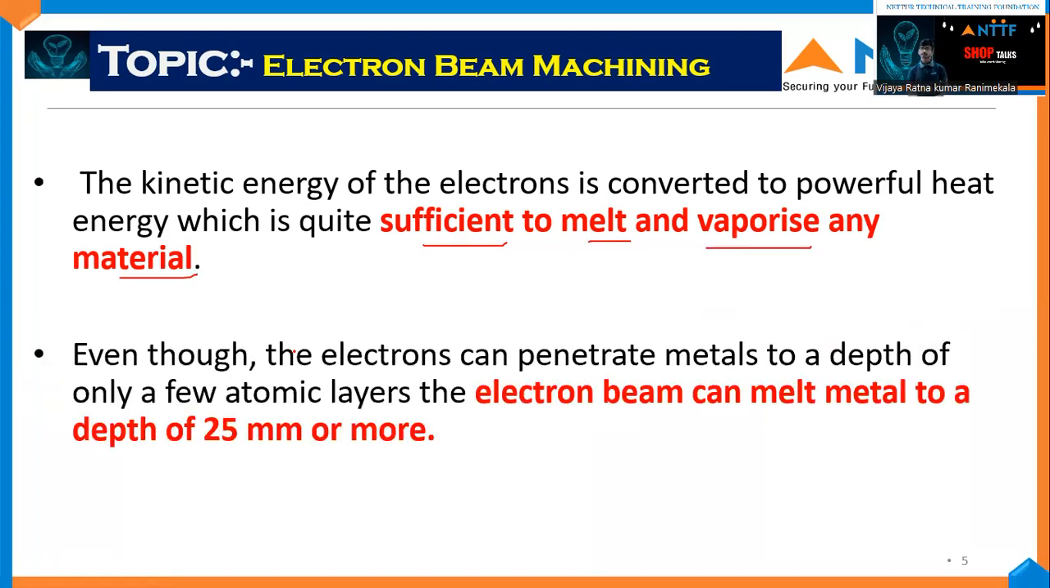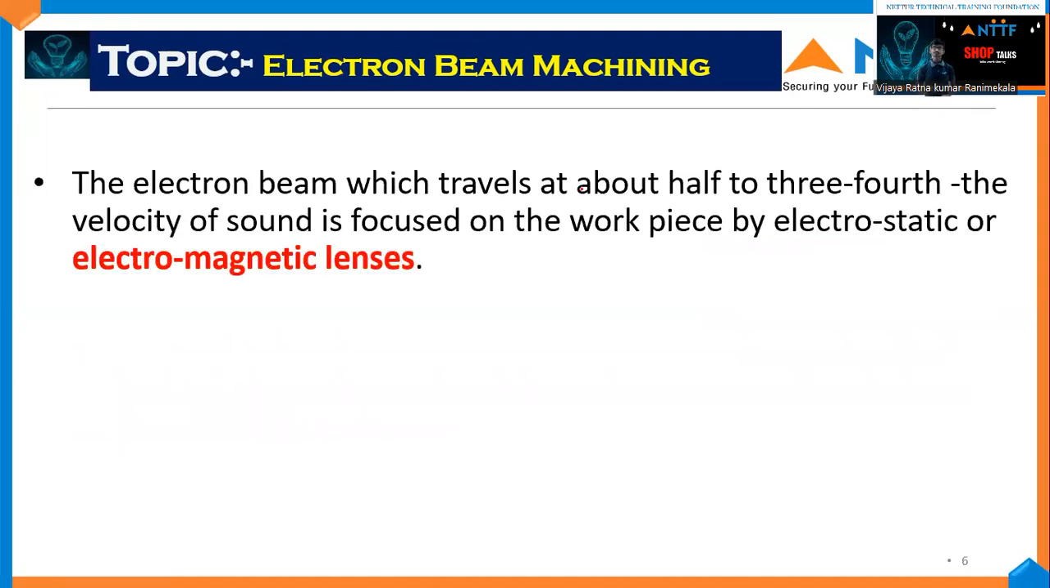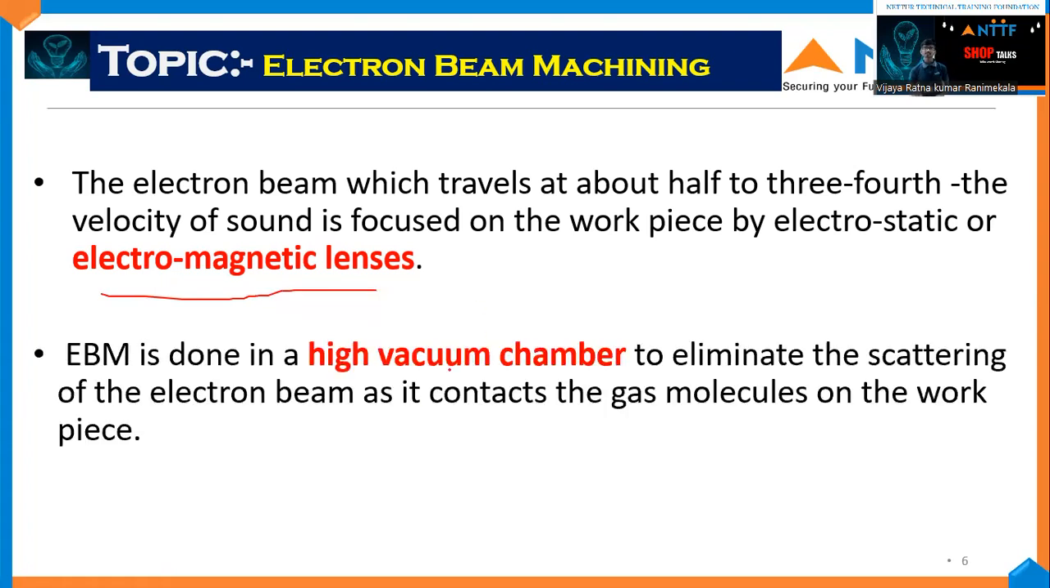Even though the electrons can penetrate metals to a depth of only a few atomic layers, the electron beams can melt metal to a depth of 25 mm or more. The electron beam, which travels at about half to three-fourths the velocity of light, is focused on the workpiece by electrostatic or electromagnetic lenses. EBM is done in a high vacuum chamber to eliminate the scattering of the electron beam as it contacts the gas molecules on the workpiece.